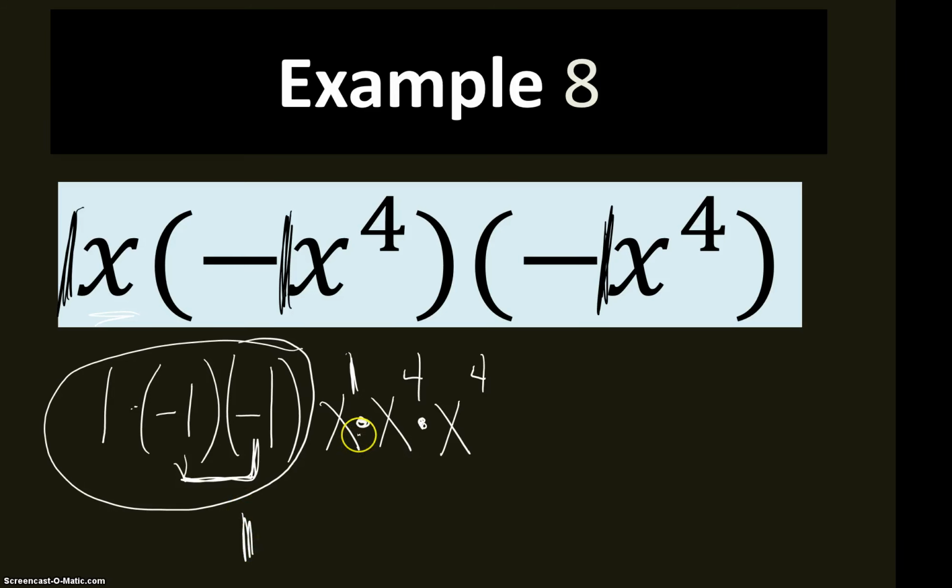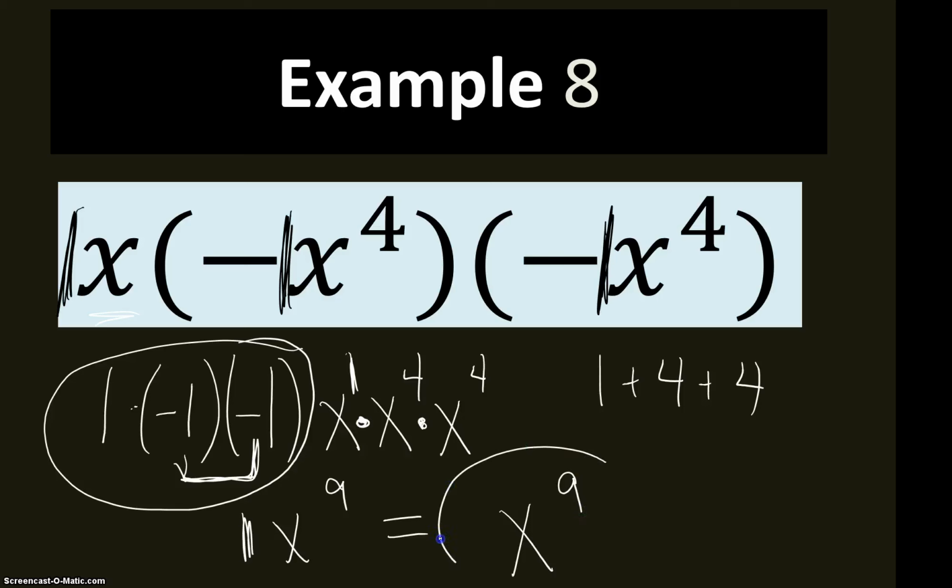Then I do my x's. I have 1 and 4 and 4. So if I add 1 and 4 and 4 together in your head or on your paper, you get x to the 9th power. You can then simplify it to be finally x to the 9th.